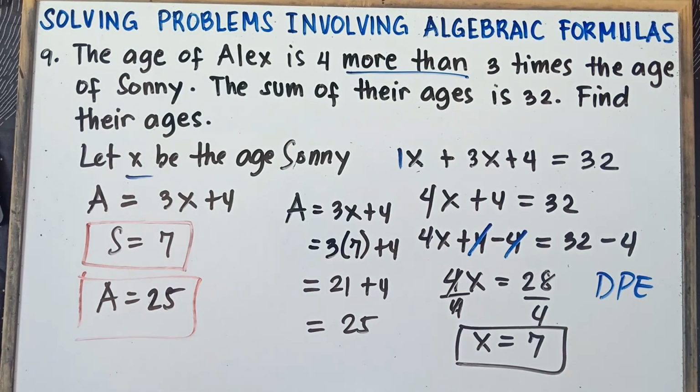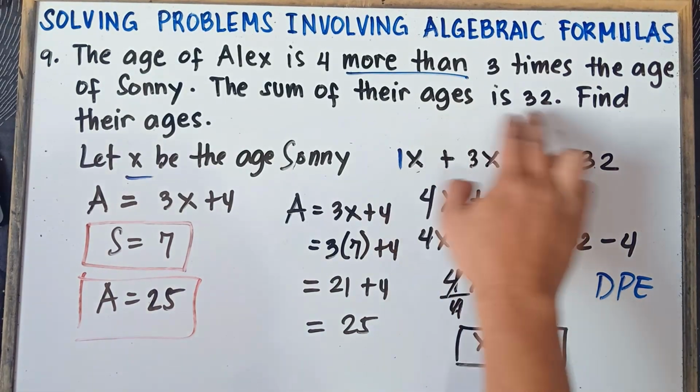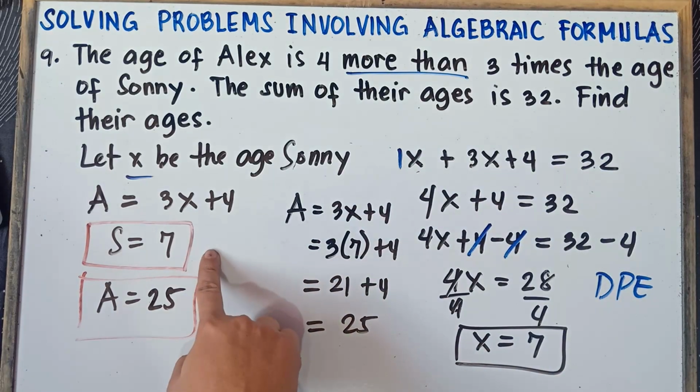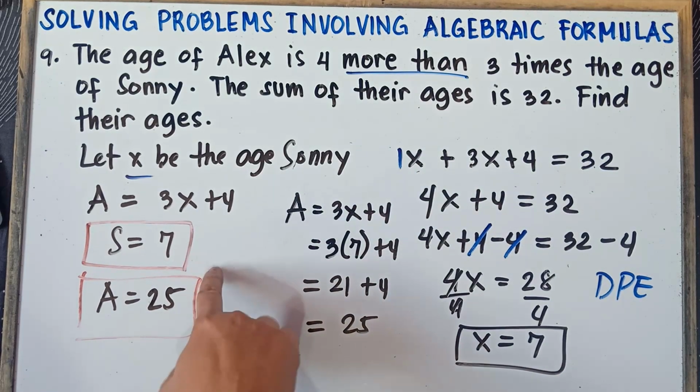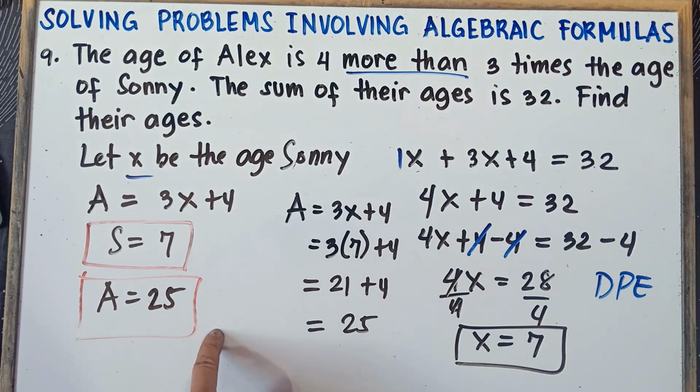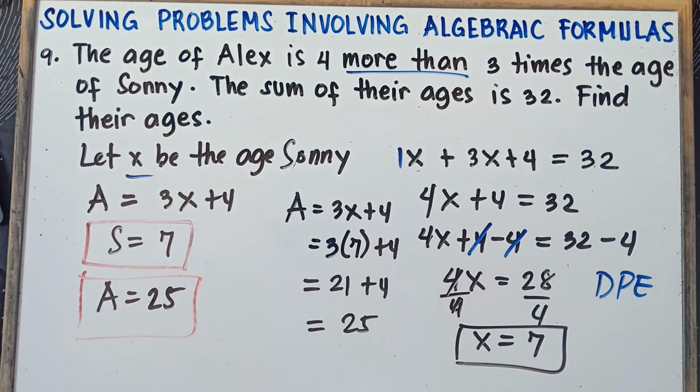And it says right here that the sum of their ages is 32. If we add this up, can we get 32? 7 plus 25, class. What's the answer, class? That's correct, that would be 32. So therefore, class, our answer is correct. That's it, class. That's the answer with regards to example number 9. So let's proceed now to our last example, example number 10.